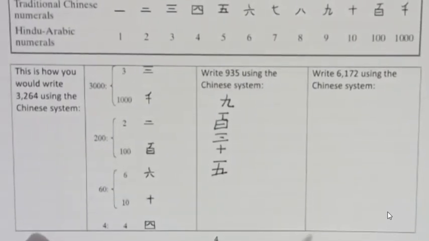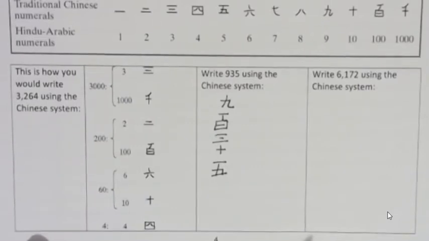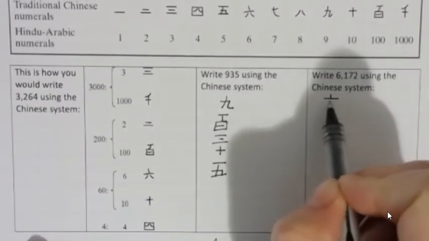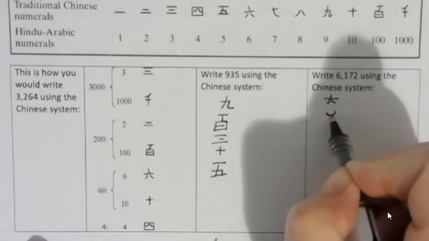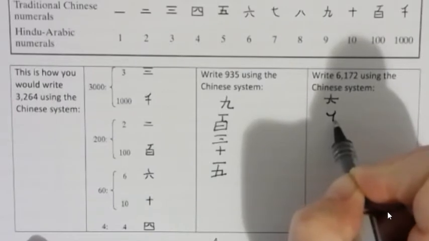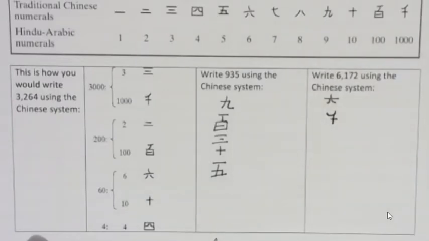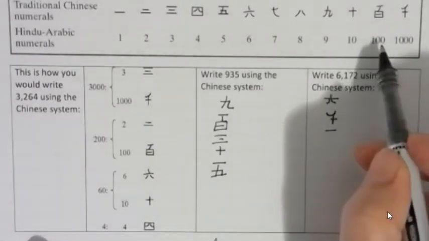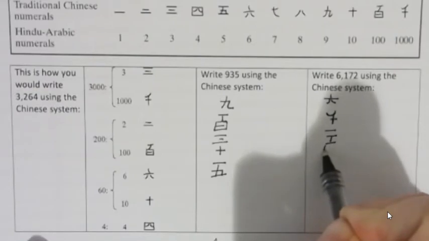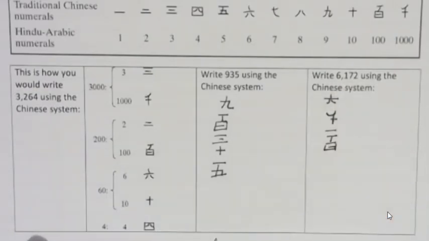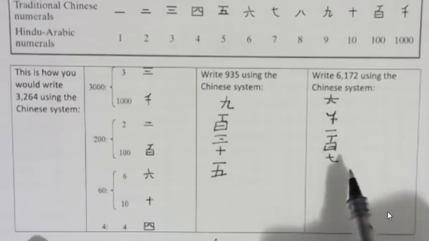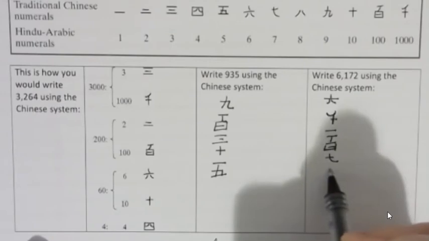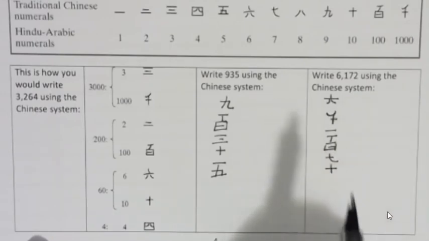Now what about 6,172? So 6 thousands, and the thousand symbol, I'm not doing that very well. 6,100, seven tens, and then 2.